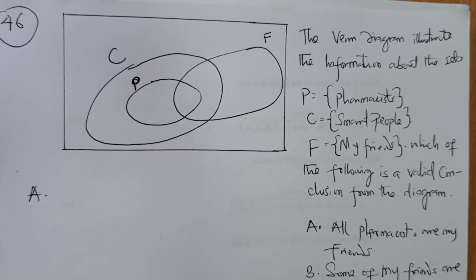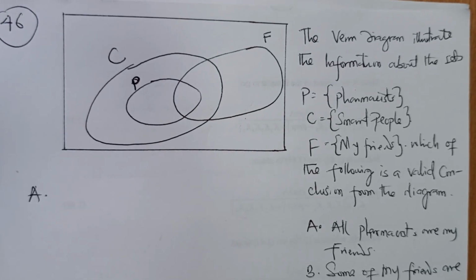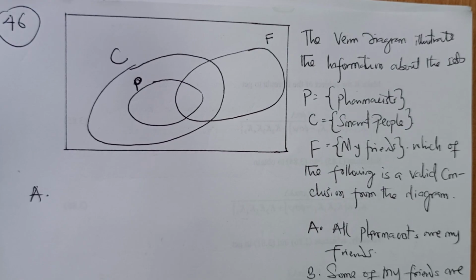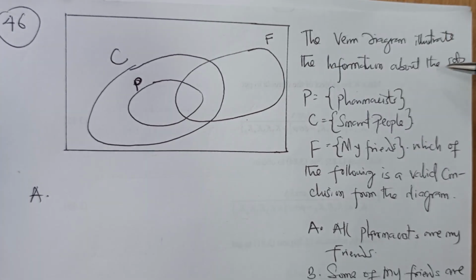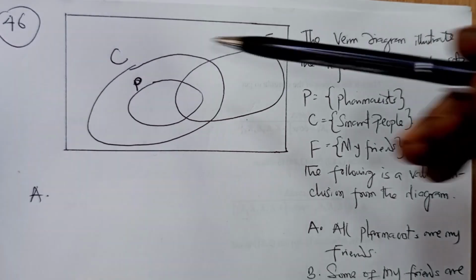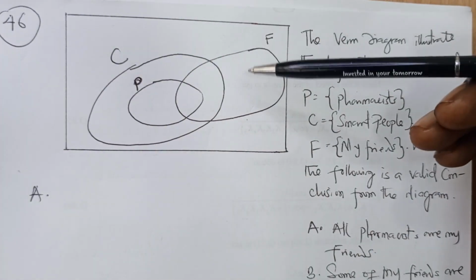Hey guys, welcome. This is question number 46 of the WAEC questions under Venn diagram. Let's see how it goes. The question says the Venn diagram illustrates the information about the sets. Now this is the Venn diagram. Please don't mind my diagrams.